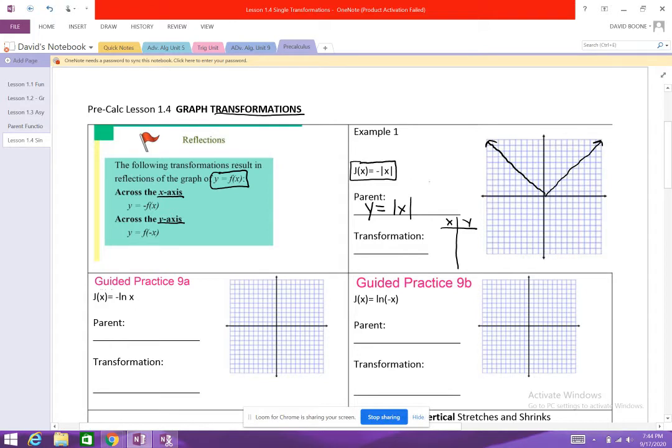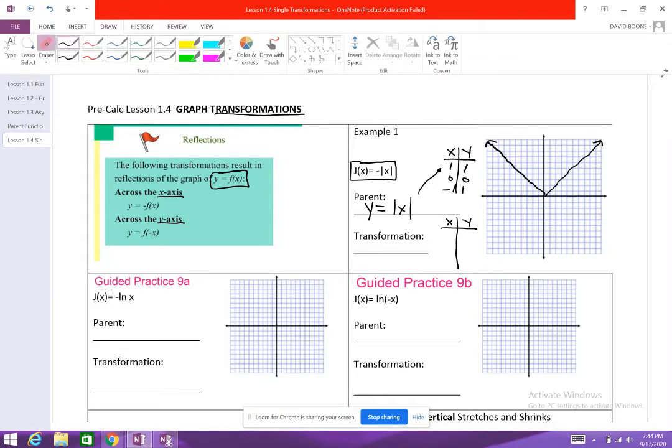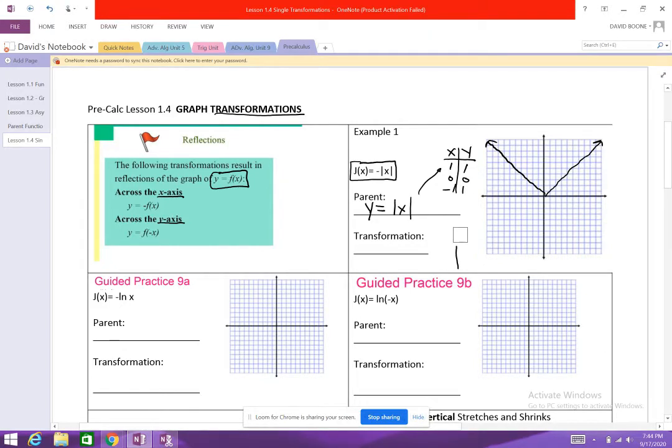And the original parent function here, if I look at some points, if I put 1 in, I get 1 out. If I put 0 in, I get 0 out. If I put negative 1 in, I get 1 out. And that's where I had those points. I've got 0, 0, I got the 1, 1, I've got the negative 1, 1. That's what graphs this one. So I think what I'm going to do actually is change this just to colors so we can kind of talk about that a little differently.